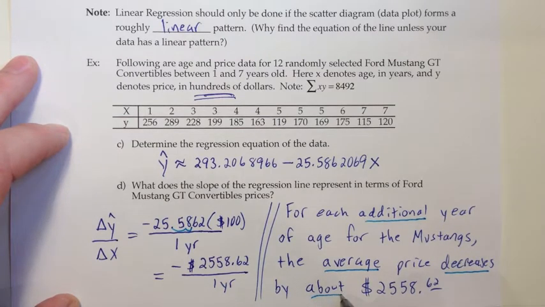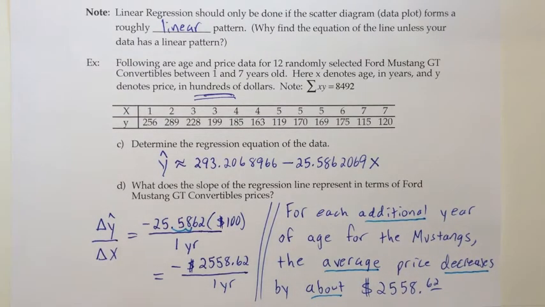And I think this is kind of important too. We don't know exactly what's going to happen here. This is based on just a sample, so this is an estimate. So I'd say it's about $2,558.